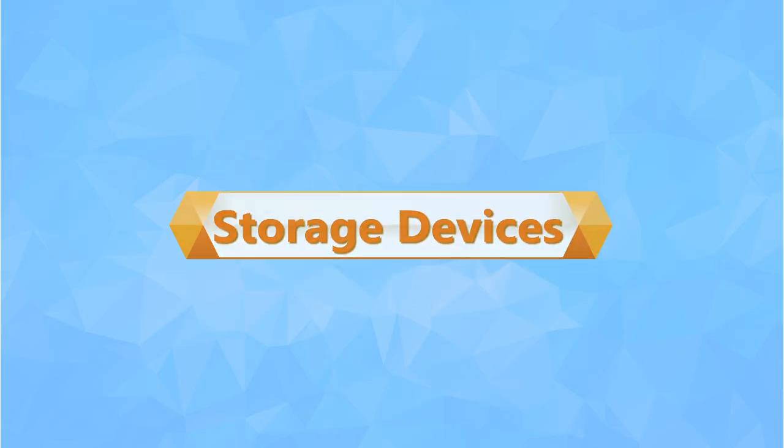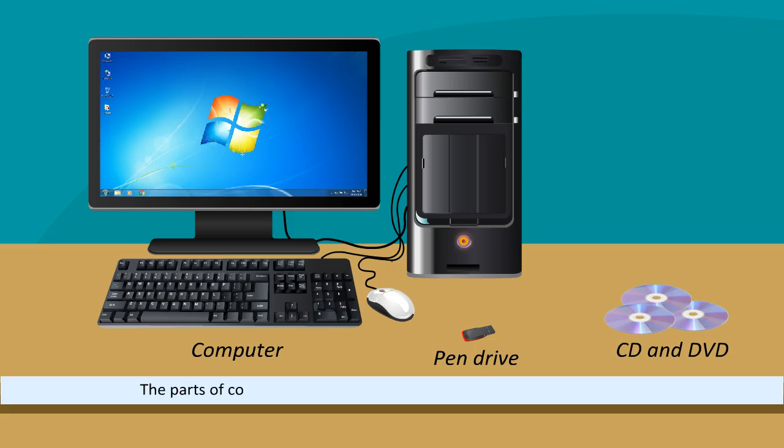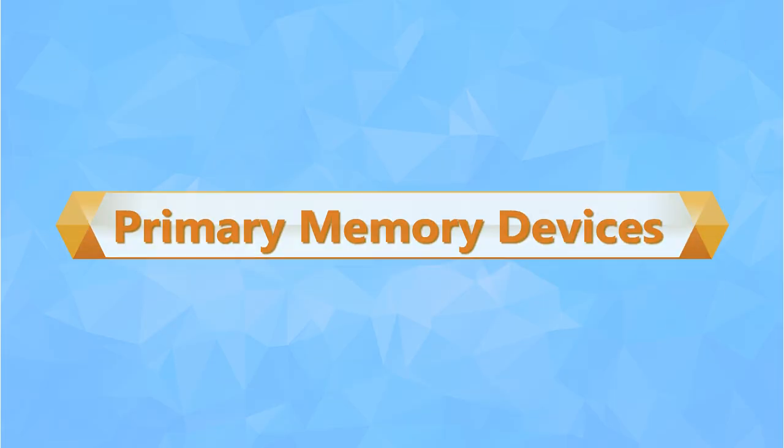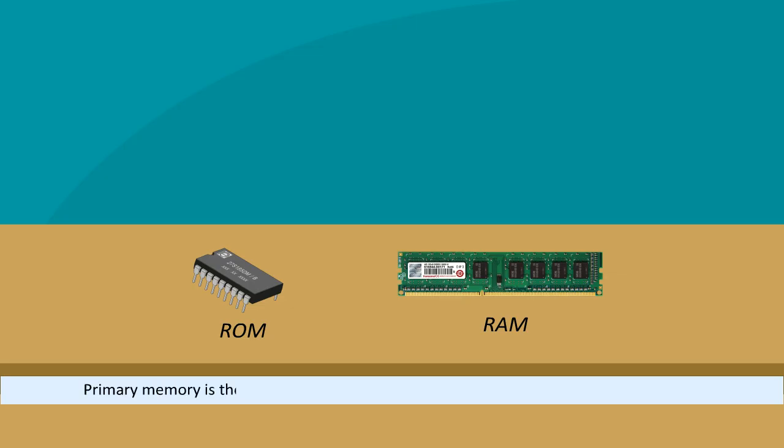Storage devices. The parts of computer we use to store work are called storage devices. They are also called memory devices. There are two types of memory devices. Primary memory devices. Primary memory is the main memory of the computer. It is present inside the CPU box. CPU can directly read from and write to this memory.